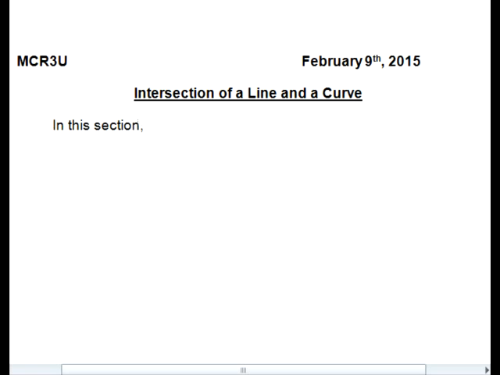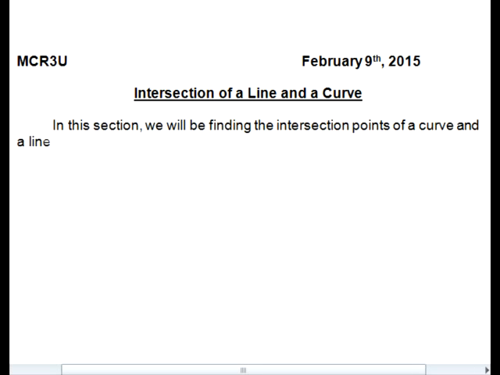Okay. All right. So today's lesson is called intersection of a line and a curve. What we'll be doing in here, this is just algebra again. In this section, we will be finding the intersection points of a curve and a line. We have three possibilities.